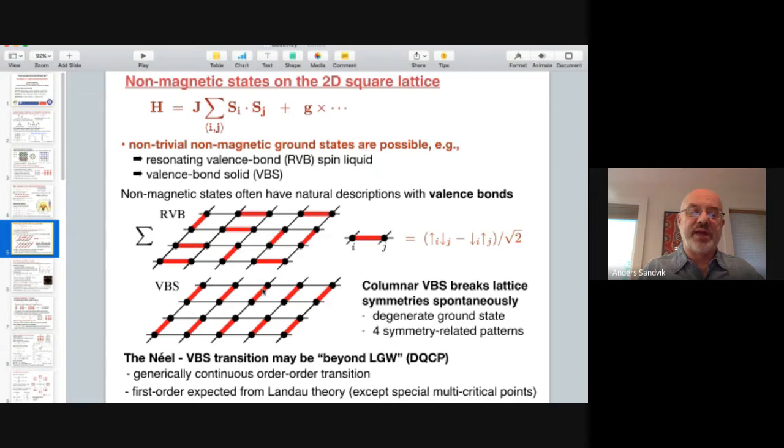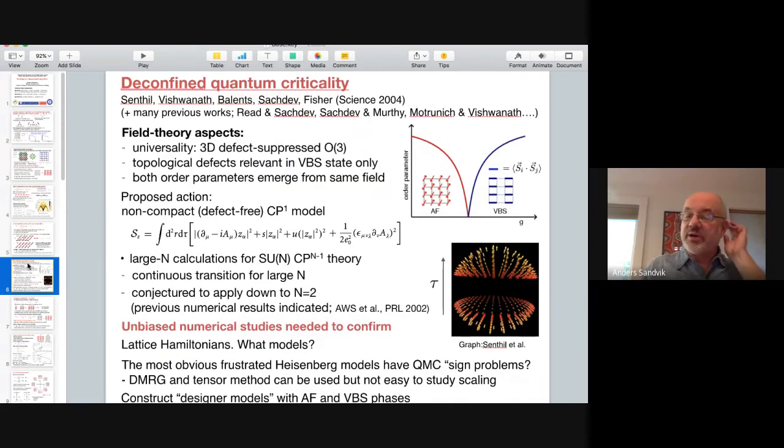But today I will be mainly focused on the transition from the Néel state into this spontaneously formed valence bond solid. Again, that's according to theory beyond the Landau-Ginzburg-Wilson type of phase transition, where in the standard scenario, if you have a direct transition into this from the Néel state, you have an order-to-order transition, and you would expect generically a first-order transition in that case. Now, this concept of deconfined criticality, I think, was coined in this paper here by Senthil et al. But there were many previous works that were building up to this picture that they presented in this paper.